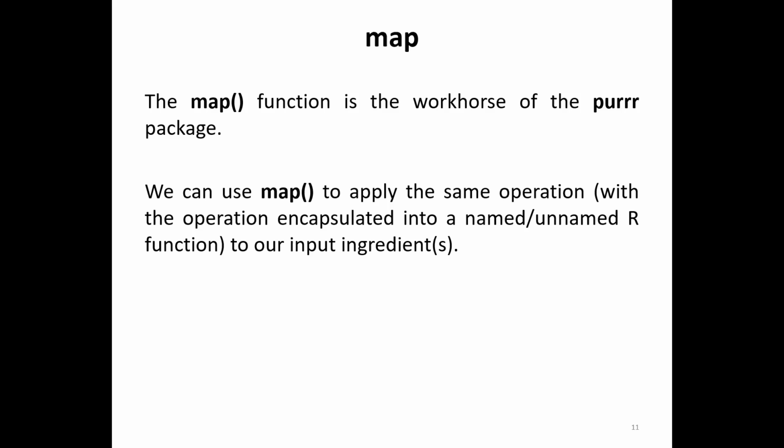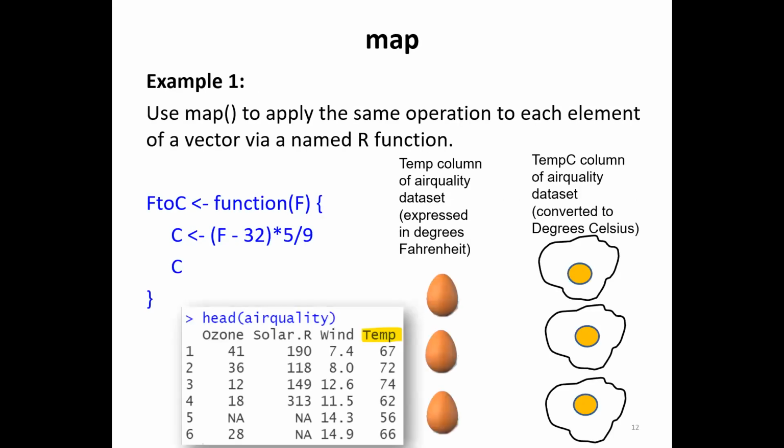But if you understand map, it's easier to understand how you can expand it in different directions to do even more flexible things. So you use map to apply the same operation or recipe, with the operational recipe encapsulated in either a named or unnamed R function, to your input ingredient or ingredients. Okay, so let's see a quick example.